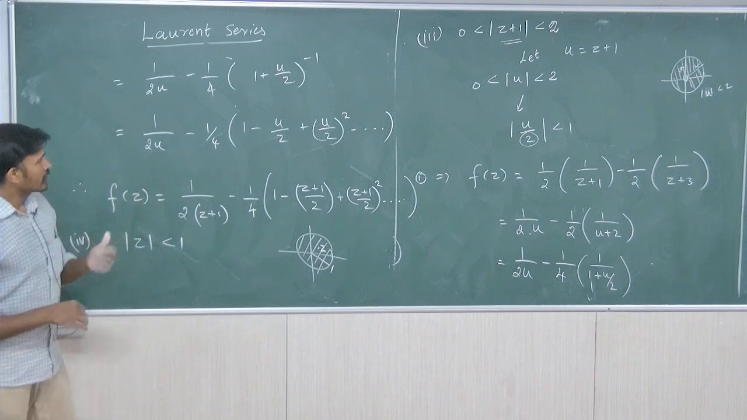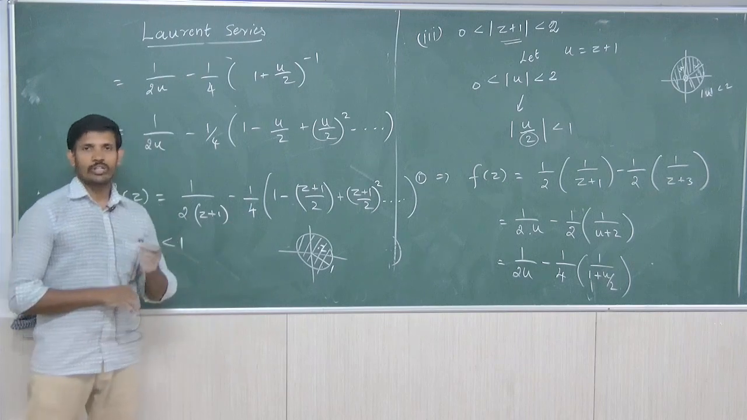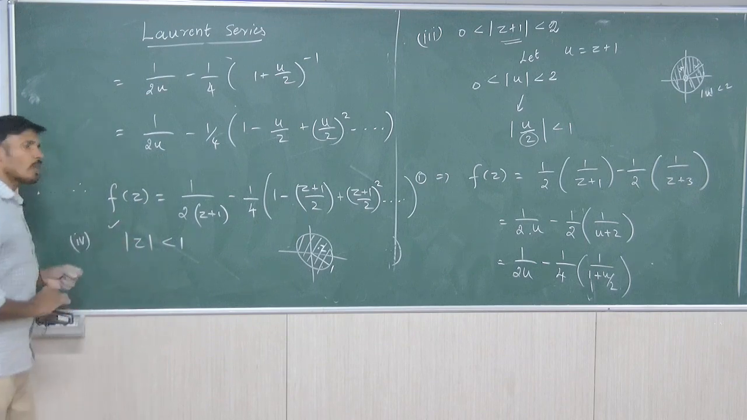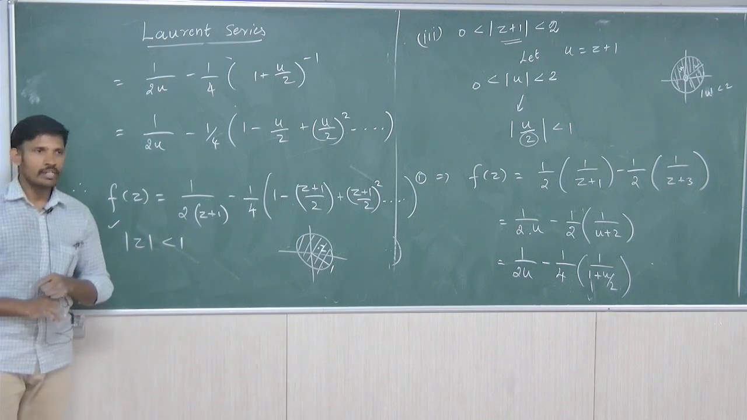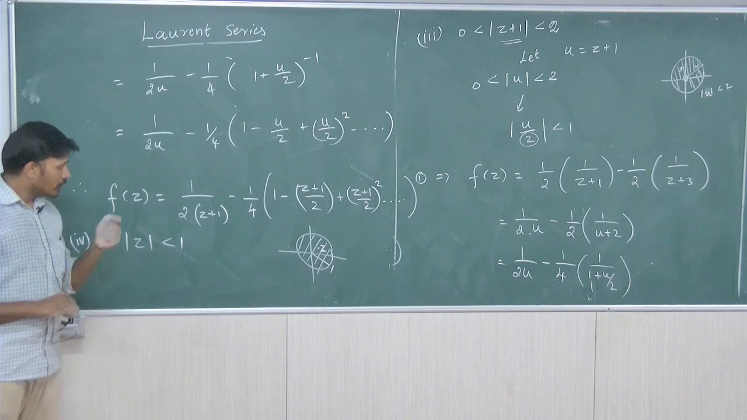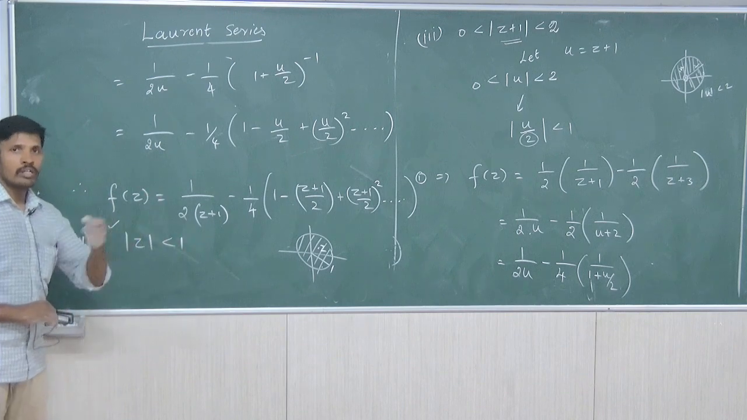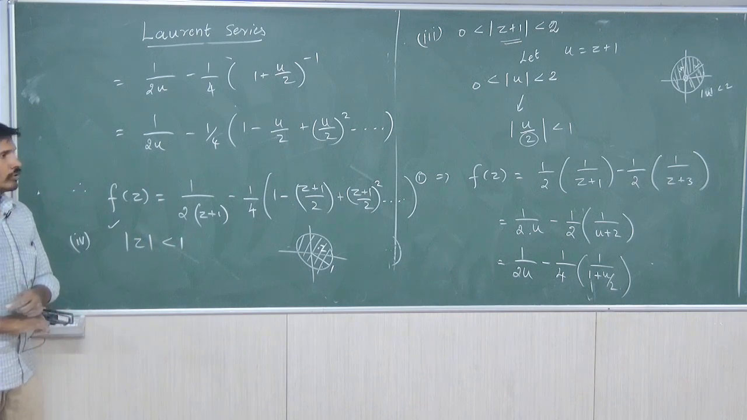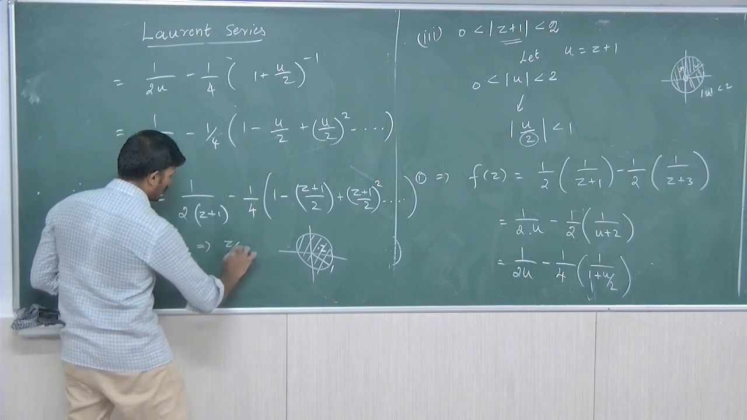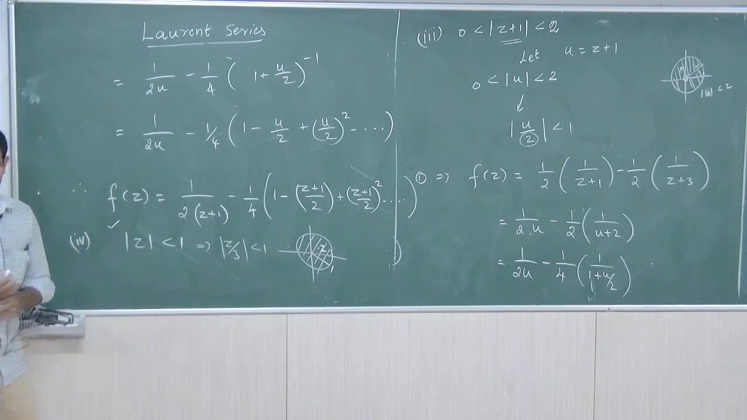But in this problem it contains two factors, one is z plus 1, another one is z plus 3. So by using this inequality you can expand z plus 1, right? Another factor is z plus 3, so with the help of this inequality try to find the expansion of z plus 3. Simply you can rewrite that modulus z by 3 is also less than 1. Is it right or not?